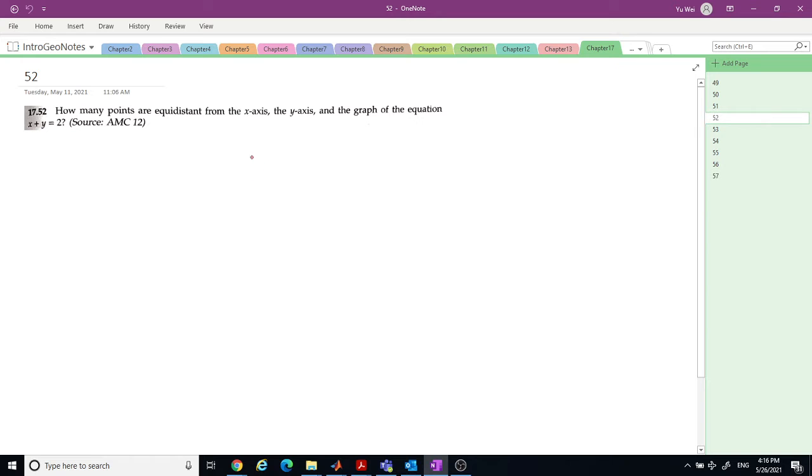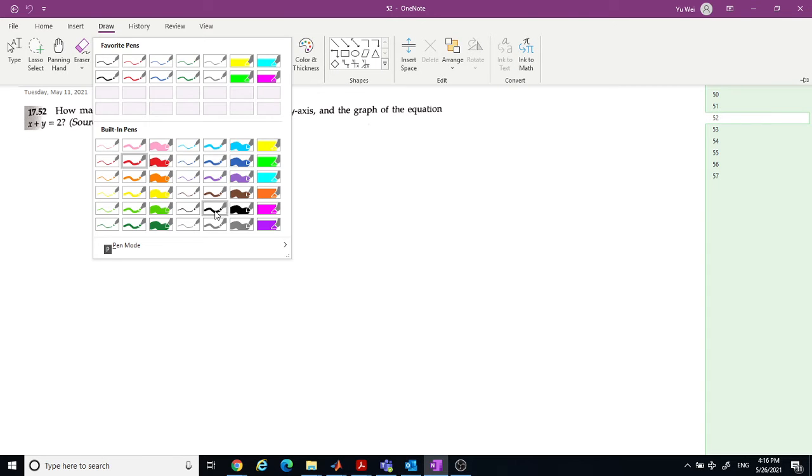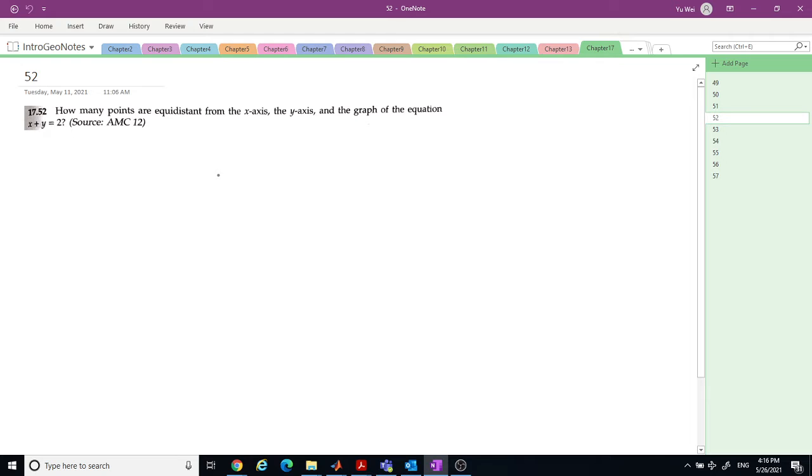So how many points? Okay, this one I may take some time to extend this problem a little bit, not only the problem by itself. So how many points are equal distance to the x-axis, the y-axis, and the line x plus y equals 2? Okay, so you can see the x-intercept here is 2, 0, and the y-intercept is 0, 2. Okay, so this is ABC. So this is the triangle ABC, right? So what kind of point can have equal distance to AC, BC, and AB?